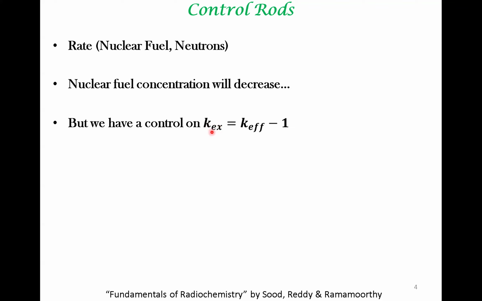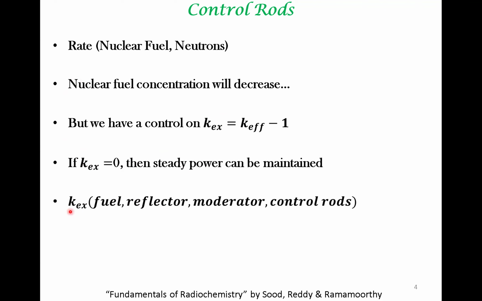excess multiplication factor. We had already defined this, that is the K effective minus one, right? So this is indicative of how much more neutron you have compared to what you're consuming. You're consuming one, and this is indicative of how much more neutron is being generated. This overall gives you this quantity, which is the excess neutron. If K excess is zero, then steady state power can be maintained for a given nuclear fuel concentration. So the main thing you have to take into account is that the control of this provides a handle on the rate of the reaction.